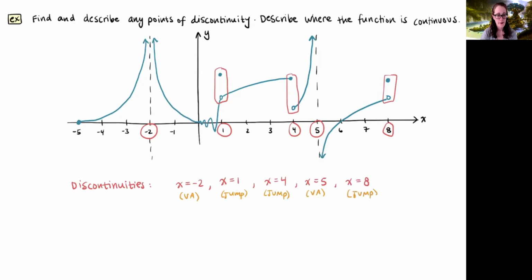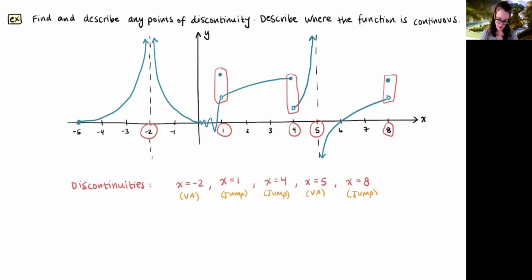Okay, so I know that this graph doesn't continue on, right? It stops at -5. It doesn't go beyond -5 here. There's no arrow. It doesn't go beyond 8, and that's okay. That doesn't mean that the function is not continuous because it doesn't continue on. It just stops there. Its domain in its entirety is from -5 to +8.